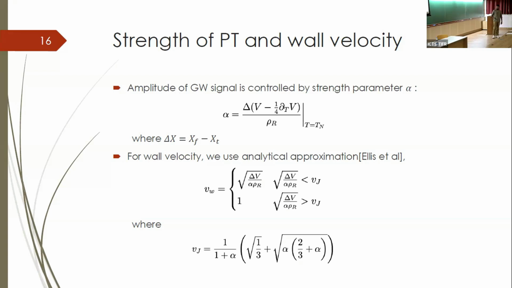And for the wall velocity, we use an analytical approximation, which has been described in a lot of literature, also in a lot of work by John Ellis. Here we use a very simple form of the wall velocity, which is given in terms of alpha. As long as this parameter delta V over alpha rho r is less than root Vj, we take it to be this value, and if it's greater, then we take it to be 1. This is a bit of a crude approximation, but to do a better job, one needs slightly better numerical simulations.